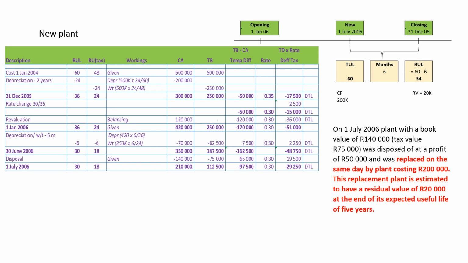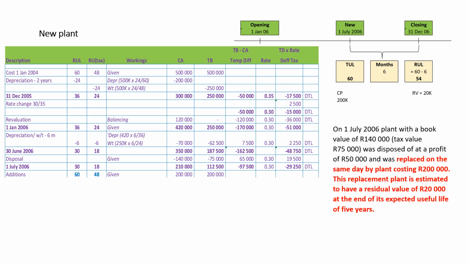After accounting for the sale, the third leg is to now account for the new plant that was acquired. Remember, the question says that it was replaced on the same day by plant costing 200,000. This replacement plant is estimated to have a residual value of 20,000 at the end of its expected useful life. So how do we do this? What do we do next? Simple. An addition is straightforward and super simple. You simply add 200,000 to your carrying amount and 200,000 to your tax base.